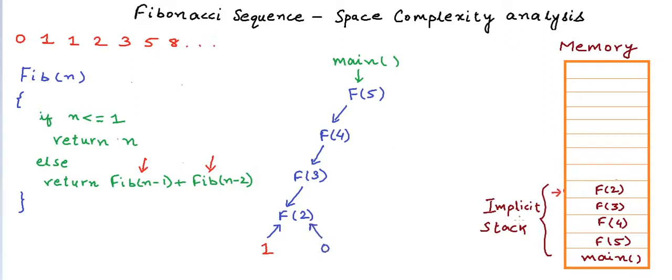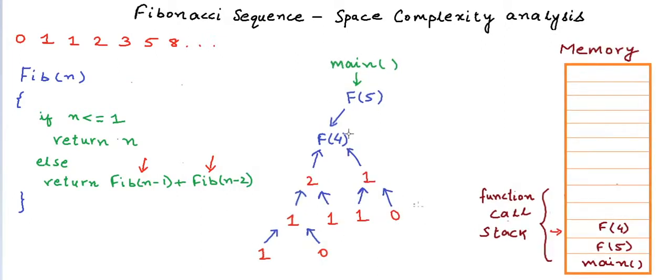And I will rather name this stack as the function call stack. Now F2 adds up these two values, 1 and 0, and returns the sum to F3, and now F3 resumes again. F3 has got F2, so it makes another call to F1, and this pushing and popping into the memory goes on. So now F4 has resumed again, and F4 has got the two returns, so it simply adds them up and returns to F5.